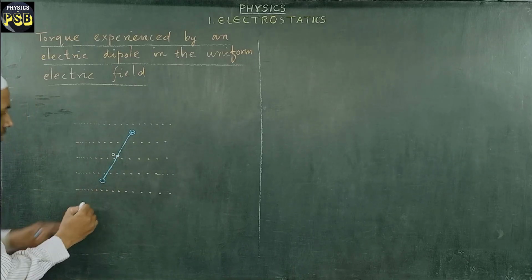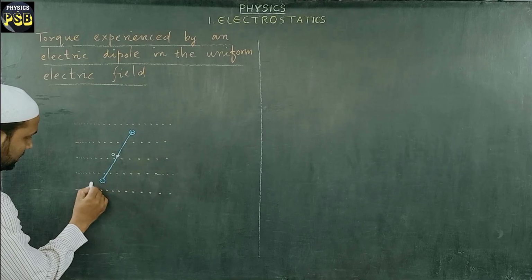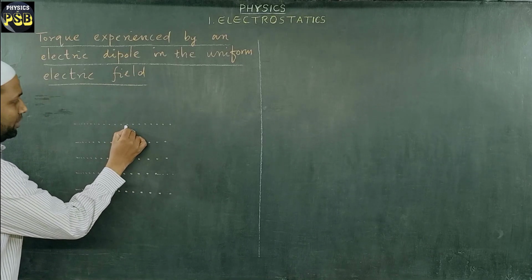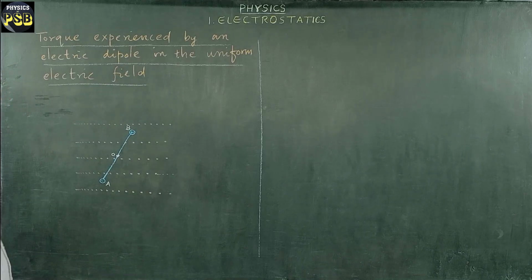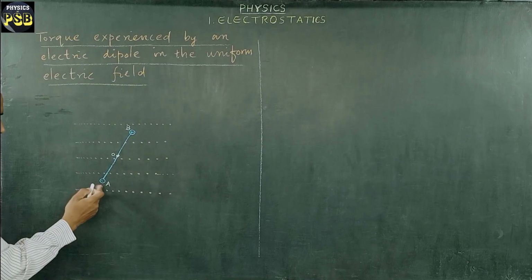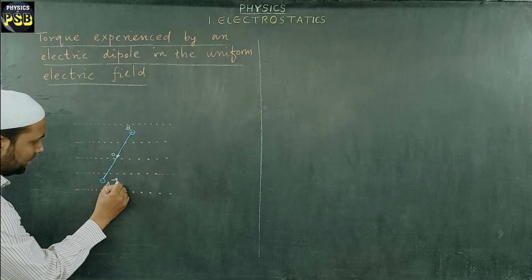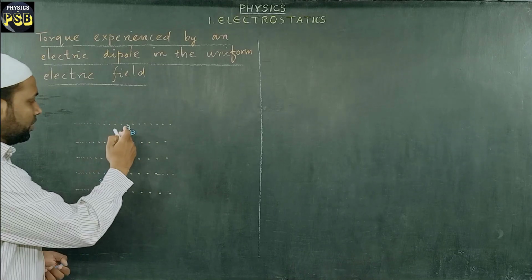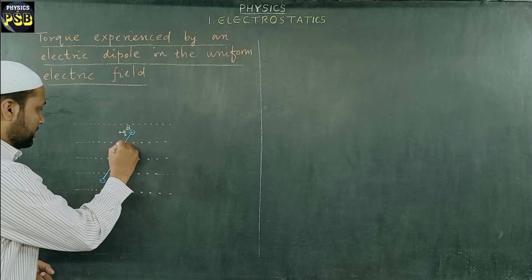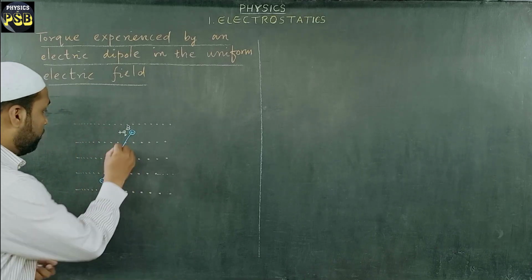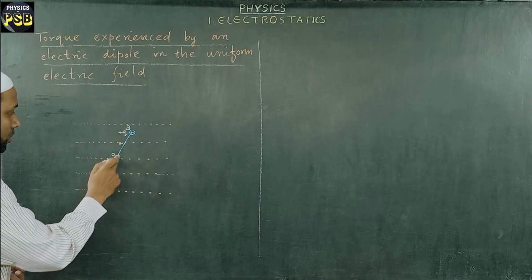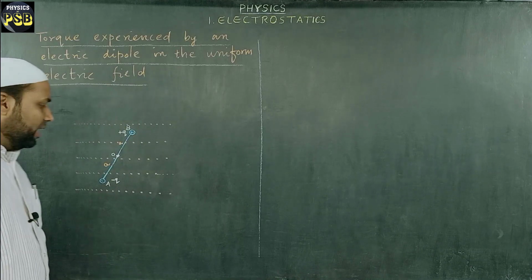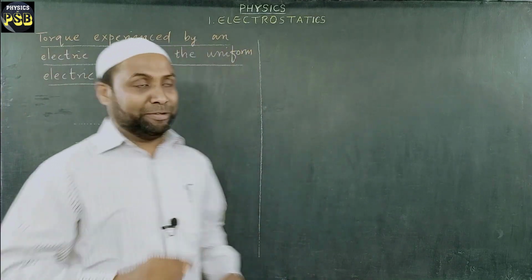This point where the negative charge is placed is named as A, and this point is named as B. Here, the negative charge is represented by minus q and the positive charge is represented by plus q. The distance between O and B is taken as a. Similarly, the distance between O and A is again taken as small a. So the total distance between A and B is 2a.